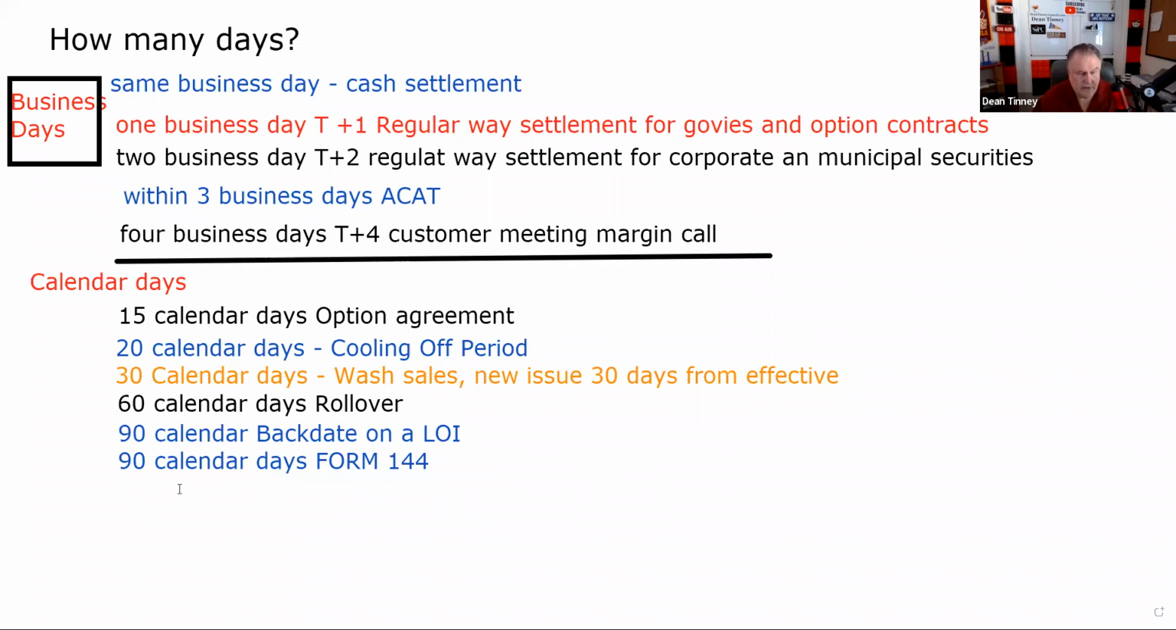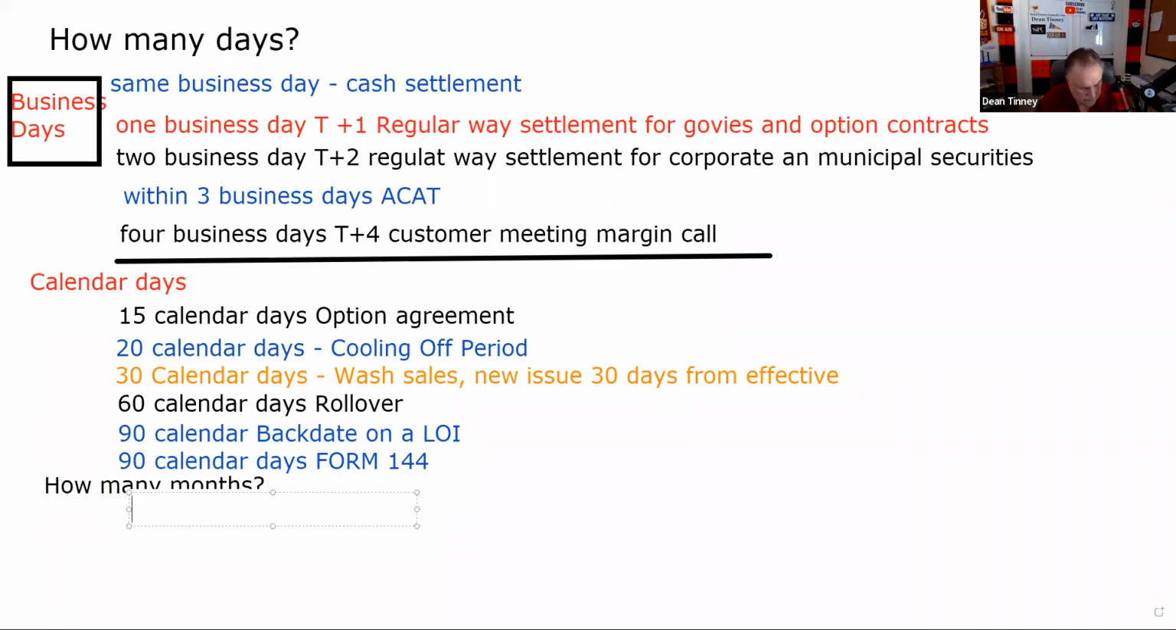And let's do how many months. So we have how many days, business days, how many calendar days. So let's do one more section here in this little laundry list. How many months? We have 6 months.